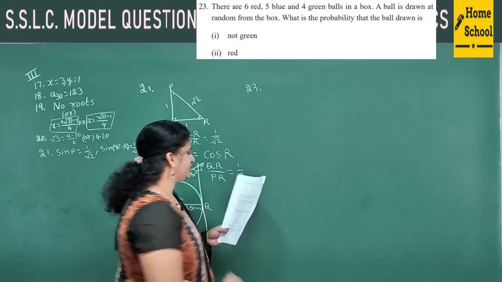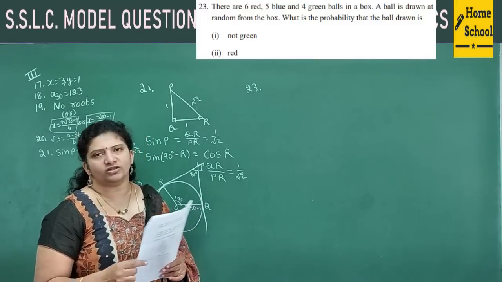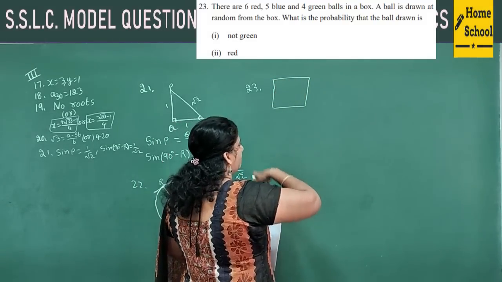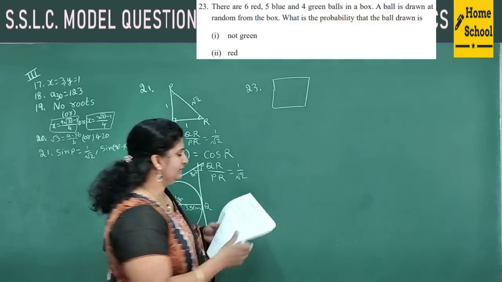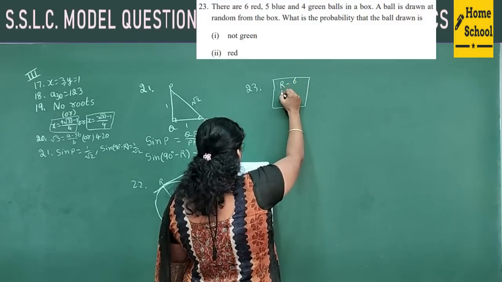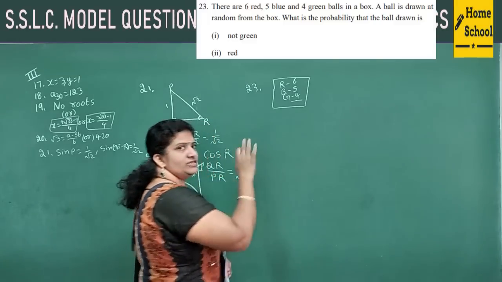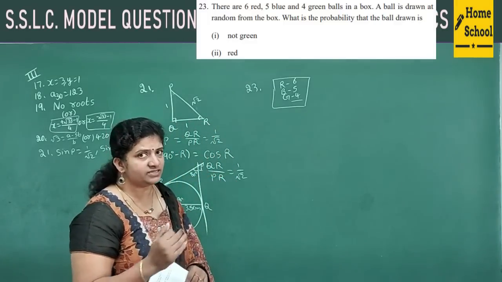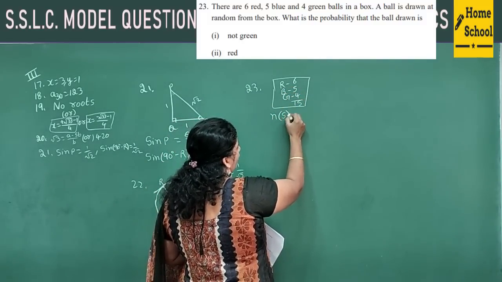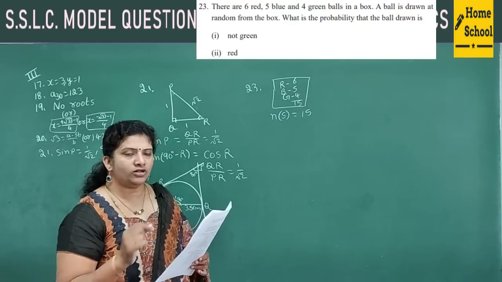This is a probability question. There are 6 red, 5 blue and 4 green balls in a box. So let me imagine. We do the problem in short, children, but you do properly statement wise later. Red color, how many do you have? 6 balls. Blue color 5 balls. Green color 4 balls. Total how many balls are there in that box? Total gives the sample space. That means 15 balls. I can write number of sample spaces is equal to 15. So there are 15 balls in a box.